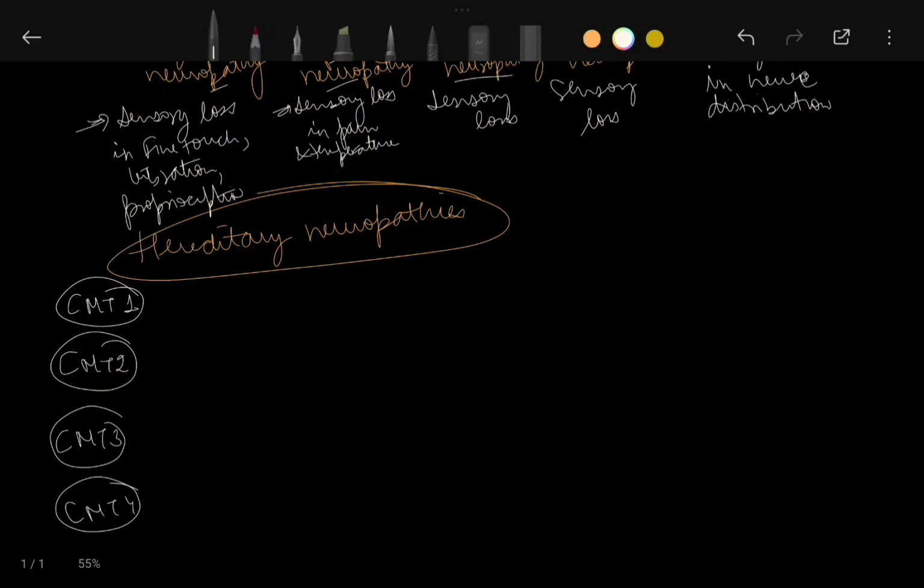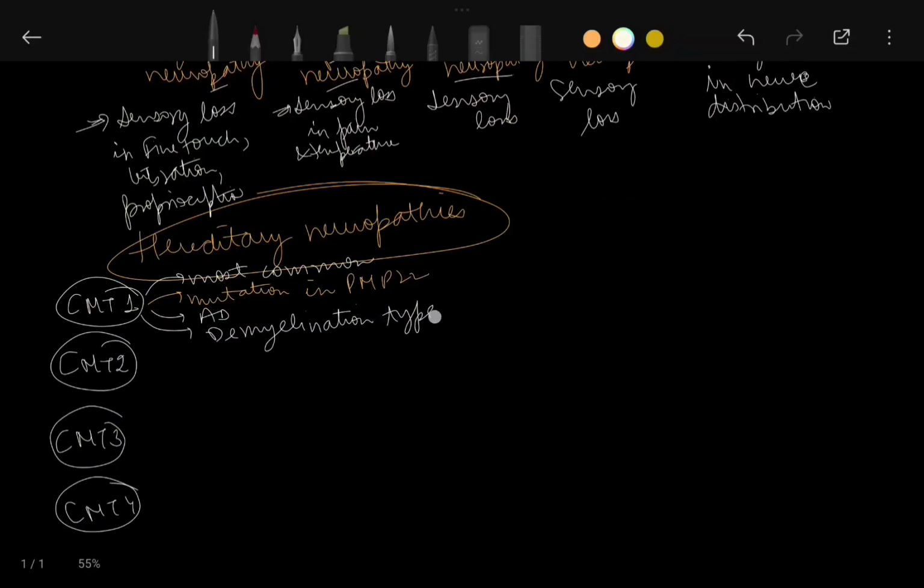disease 4. First of all, coming to Charcot-Marie-Tooth disease 1, it is the most common hereditary sensorimotor neuropathy, and there is a mutation in PMP22. It is autosomal dominant, and it is a demyelinating type of neuropathy. It is seen more in childhood than adulthood. Okay, CMT1 is the most common autosomal dominant disease, and a demyelinating type of neuropathy is present.